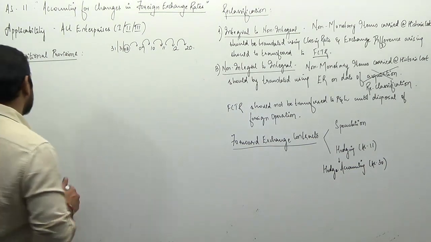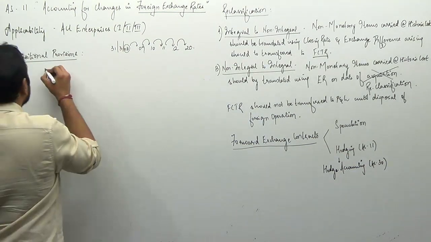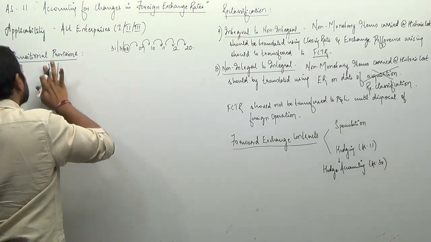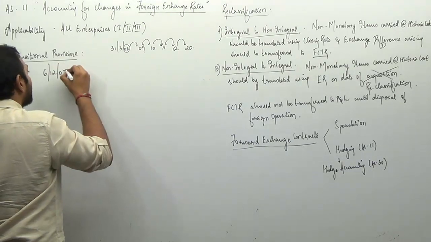Now, what does the transitional provision say? He says that 6th December 2007 is the date.